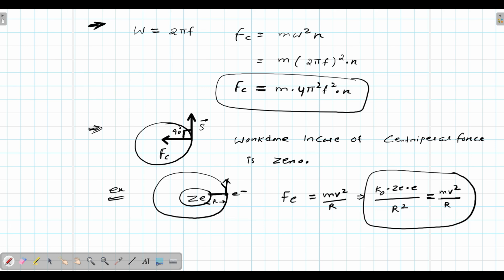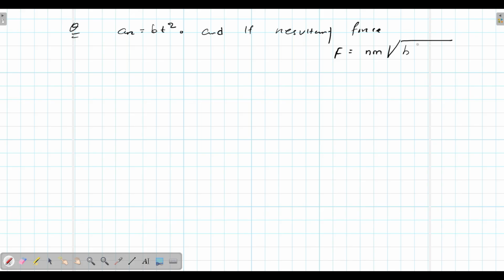Question is given that a_r equals b t square, and if the resultant force is F equals n m root over of b square t square plus b r, find n.